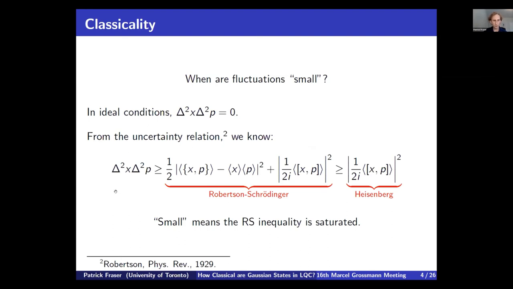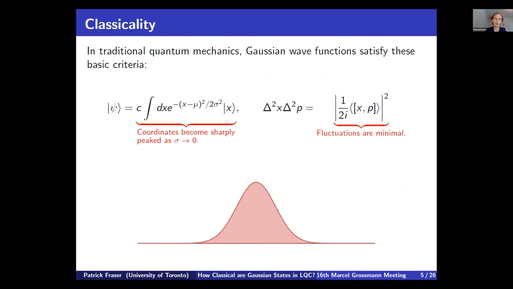For our purposes here, we're going to say that fluctuations of a particular state are small just in case they saturate this Robertson-Schrodinger inequality. That is to say, they're small if they're minimal and as small as they possibly could be. In traditional quantum mechanics, Gaussian wave functions satisfy these basic criteria quite straightforwardly. If you look at a Gaussian state, you can tell that it's sharp and peaked, so it approximates a perfectly specified state in position. And it's a standard textbook problem to compute that the Heisenberg uncertainty relation is saturated, and thus Gaussian states have minimal fluctuations. So by our conditions, they're semi-classical in the appropriate sense.